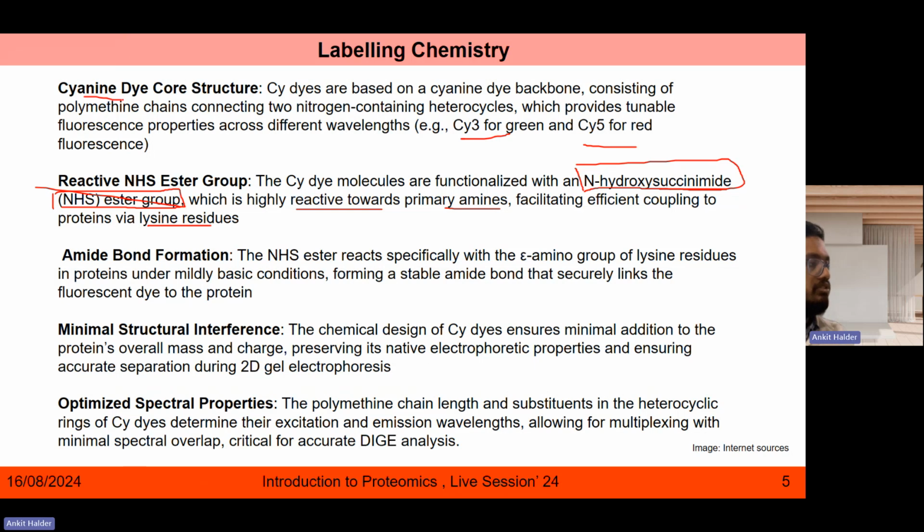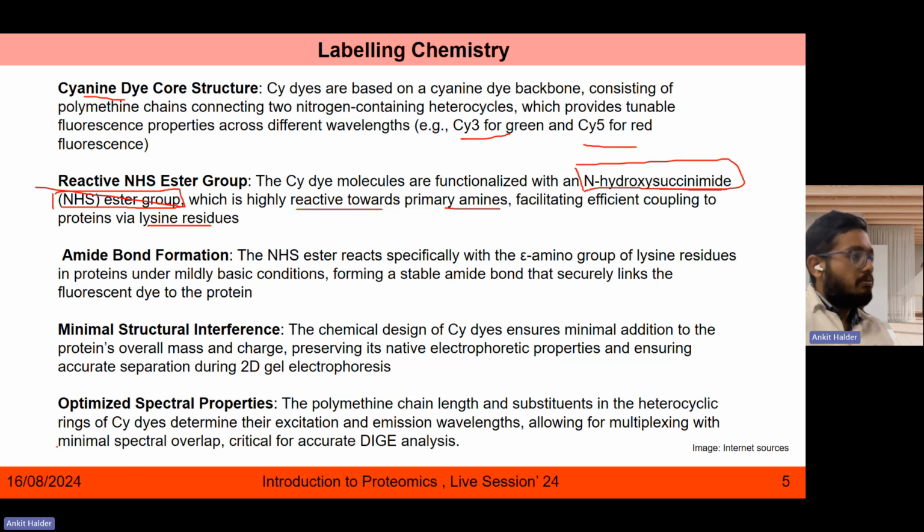So we have this Cy dye structure first of all, which is enabling us to have a cyanide dye backbone consisting of polymethine chains, which contain two nitrogen-containing heterocycles and provide tunable fluorescence properties across different wavelengths. That is Cy3 for green and Cy5 for red. Then there is the reactive NHS ester group.